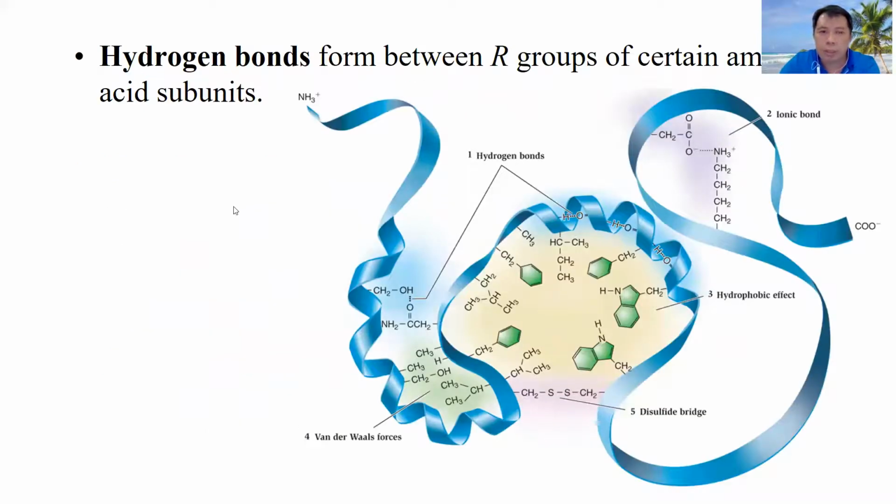Now look at here. Hydrogen bonds form between R groups of certain amino acid subunits in the tertiary structure of a protein. From here you can see hydrogen bonds, and here they show you two. This one is for the secondary structure, because the hydrogen bonds that form are from the polypeptide backbone here. But this one is from the R groups. This is an R group, this is another R group, so they have the hydrogen bonds. So this is what we want to discuss in the tertiary structure of a protein.